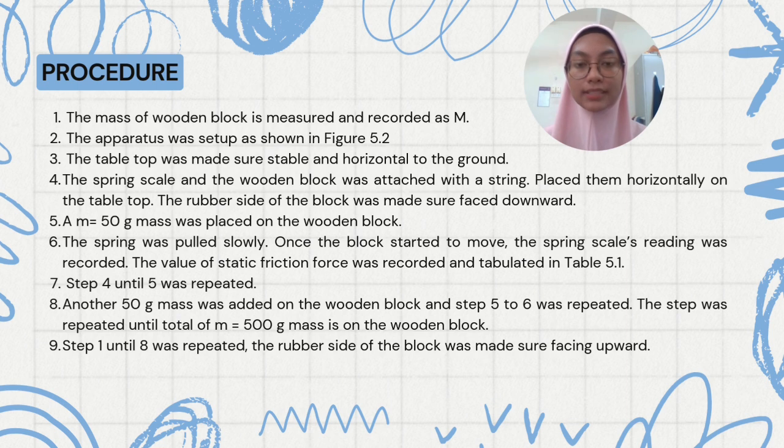The value of static friction force was recorded and tabulated in table 5.1. 7. Step 4 until 5 was repeated. 8. Another 50 gram mass was added on the wooden block, and step 5 to 6 was repeated. The step was repeated until a total of M equals to 500 gram mass is on the wooden block. Lastly, step 1 until 8 was repeated, with the rubber side of the block being made sure to face upward.